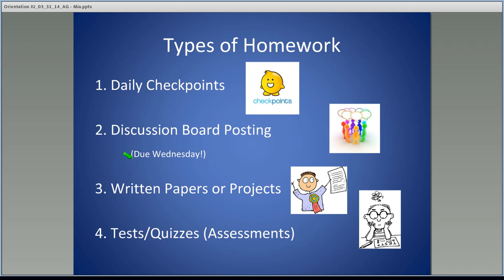And this is where you take an assigned topic and you discuss it with your fellow students. We'll talk about it a little more in a moment, but it's a lot like posting on Facebook. The third type of homework are your written papers or projects. And then the fourth type of homework are tests or quizzes, sometimes called assessments.